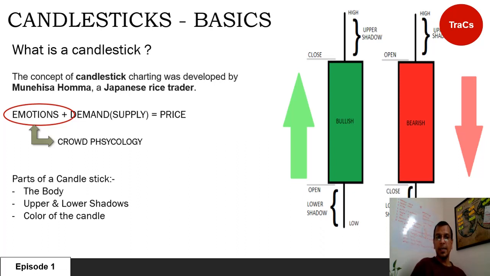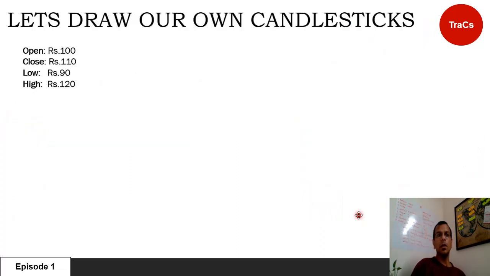Now, candlestick has three parts. One is the body, the upper shadow, and the lower shadow. To give an example or to understand it better, let us go through a couple of examples by drawing our own candlestick charts. Let us assume that a stock opened at a price of 100, closed at a price of 110, recorded a day's low of rupees 90 and a high of 120.